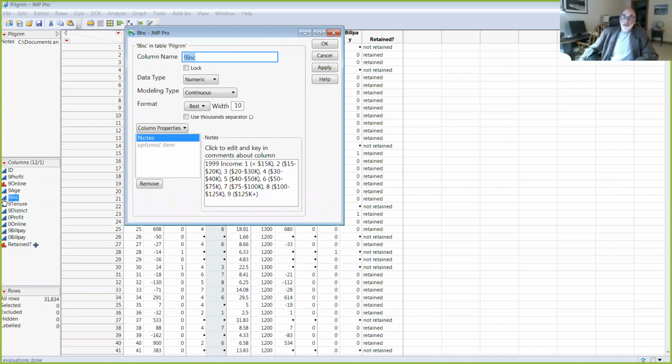In a decision tree, it doesn't matter a whole lot because the decision tree is just looking for breakpoints. It doesn't matter if you make it think it's continuous or nominal. It's going to look at the values in this column, 1, 2, 3, all the way up to 9, and look at splitting it in various places. So it really doesn't matter whether it's continuous or nominal.